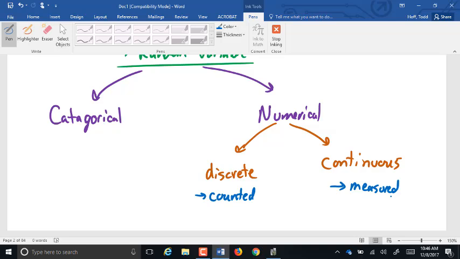One of the technical definitions of continuous is no matter how close two measurements are, it's always possible to find one in between them. And as you think about height, no matter how close to the same height two people are, it's always possible, if you keep measuring more and more precisely, to find a difference between them. You might get down to the millionth of an inch, but they're not ever exactly the same.